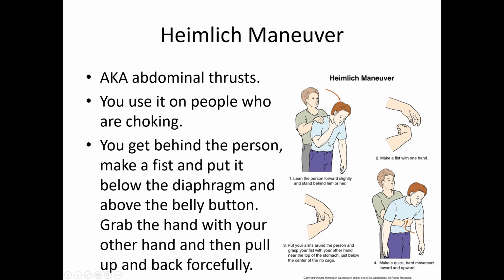above the belly button, below the diaphragm. So basically right about here is where you're going to put that fist. Reach around with the other hand and then grab your fist, and then you want to pull back and up really forcefully. Again, you don't want to be gentle here because gentle's not going to get the food out of this person's trachea. So you have to pull hard and fast up and back so that you can hopefully get whatever's in their trachea out of their trachea. If you get it out, they'll probably start coughing and then spit out whatever the food was, and then you know they're going to be okay.